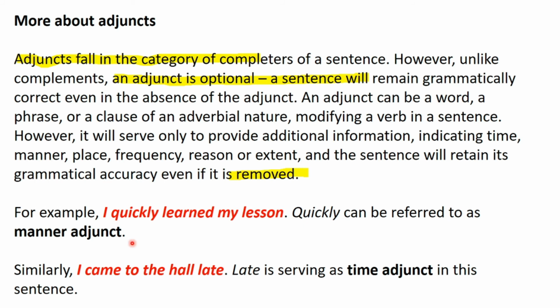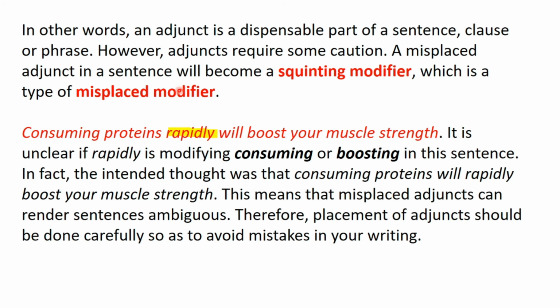You should also note that quickly and late are modifying the verbs in each of these sentences. Quickly is modifying learned and late is modifying came. So in a way, adjuncts are modifiers in a sentence. So when they're modifiers, we need to make sure that they do not become squinting modifiers in our sentences. Squinting modifiers are a type of misplaced modifiers, and a misplaced modifier confuses the reader.